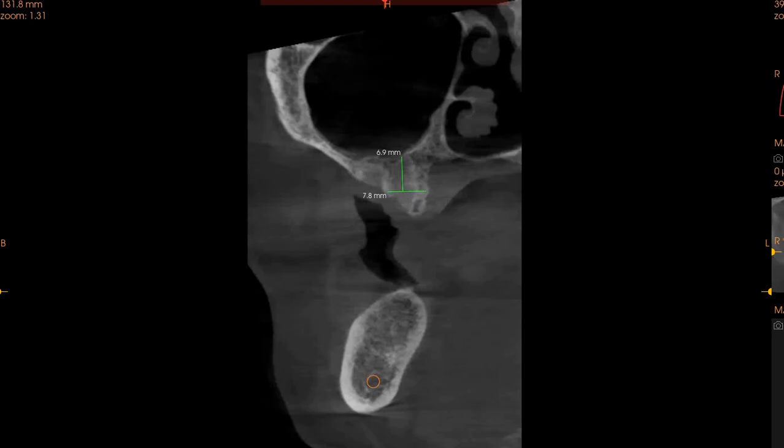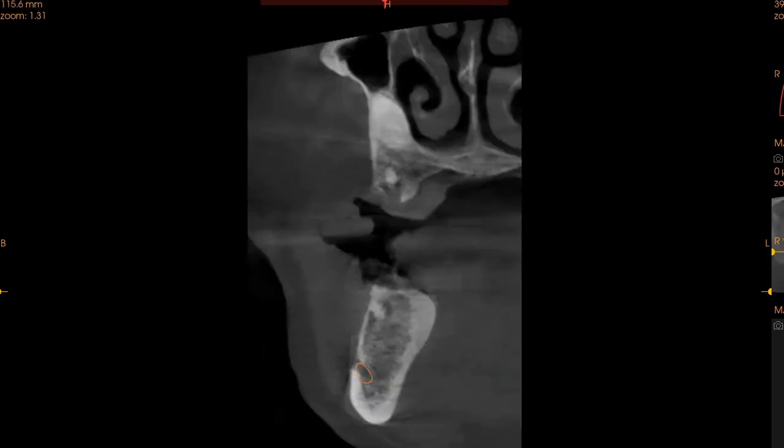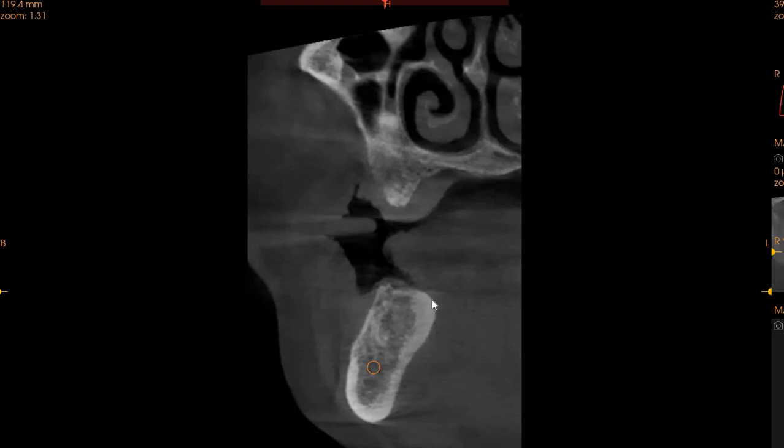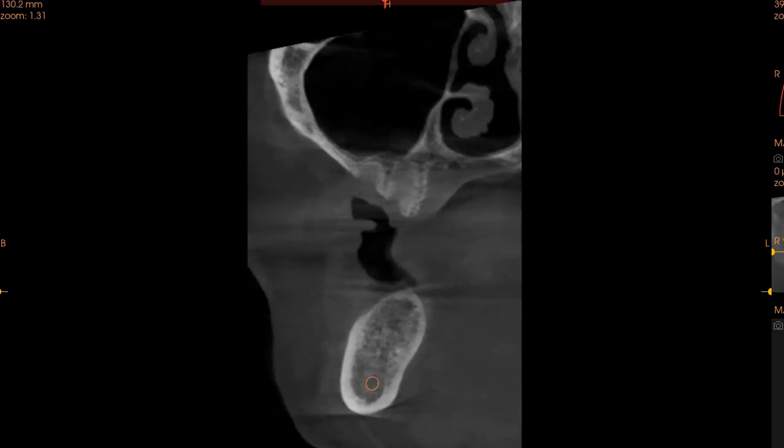Just to keep you up to speed, to the lower arch, we've got again, this is the lower 6 region, very good D2 quality bone, 11 millimeters of width with 12 millimeters of height, and in the region of the 7 we've got again excellent bone here. Sorry, that was the region of the 5.